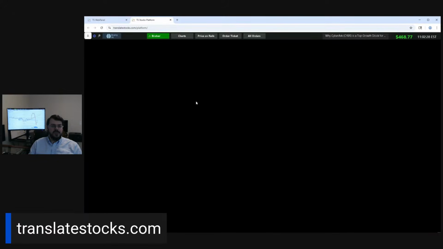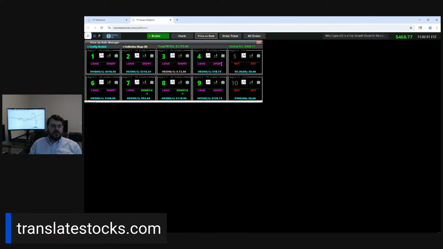And after you're connected with your broker, you go with the Price on Rails button here on the top bar. This button will launch the manager. The manager has these 10 cards, 10 boxes that show you 10 possible AI agents for you to configure. It's important to understand that one AI agent equals one trader. So if you are trading, you are doing the equivalent job of one of these AI agents.